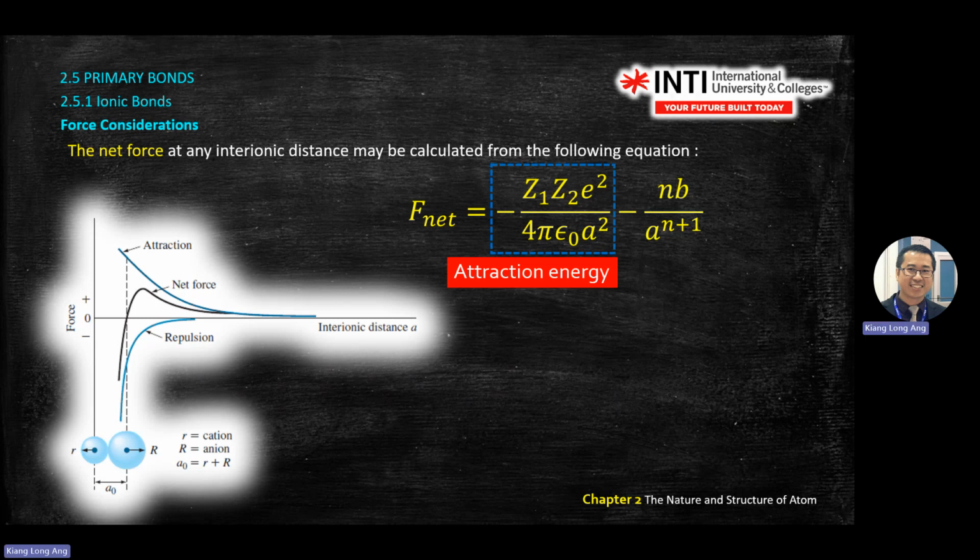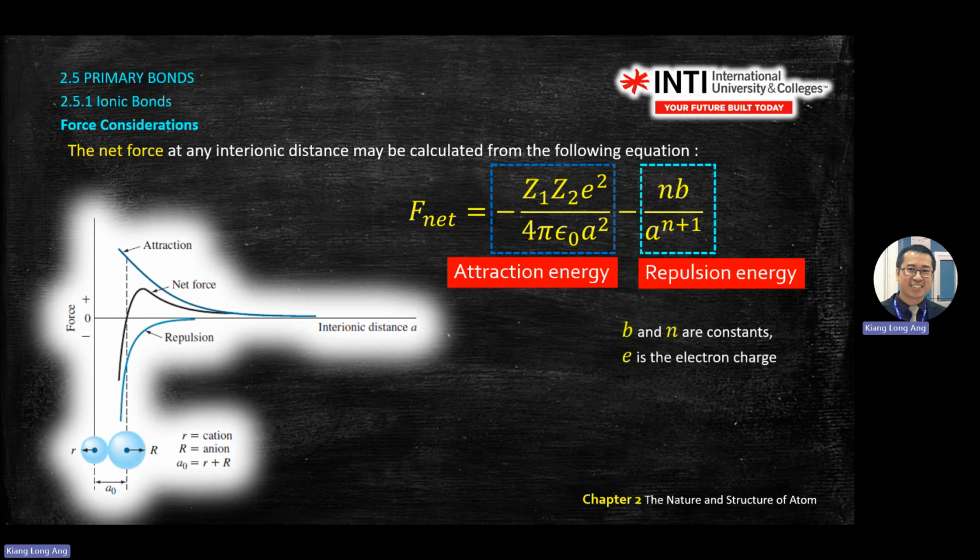So there is this equation. The front one is the attractive energy, for the attractive force. And the last one is because of the repulsive energy. So what are A and B? B and n. B is a constant value, given in the question. n will also be given in the question. So when the question gives you n equals what, B equals what, it means it asks you to calculate this F net.